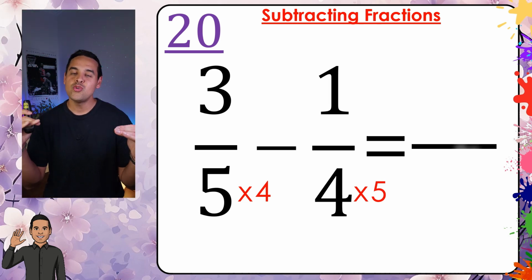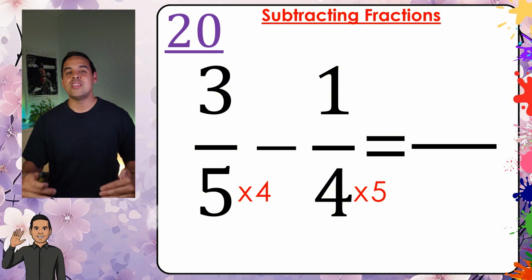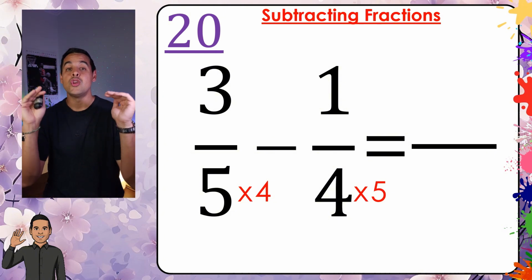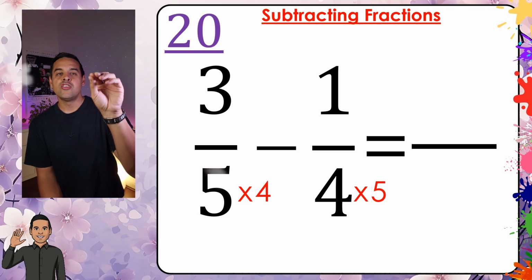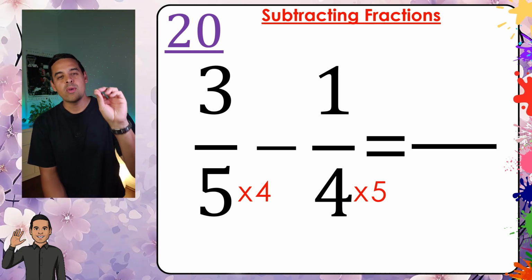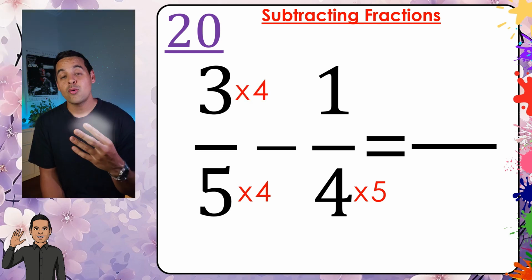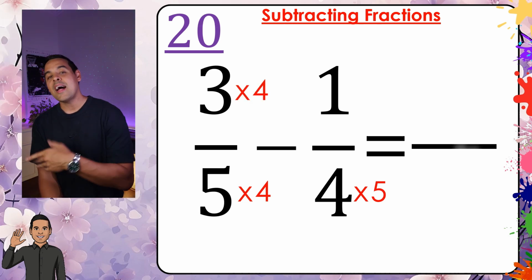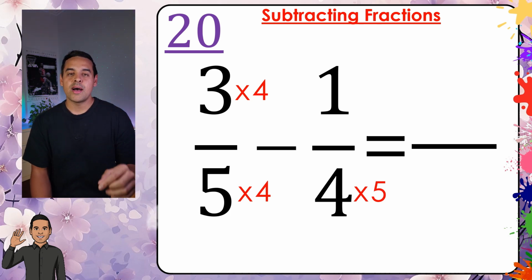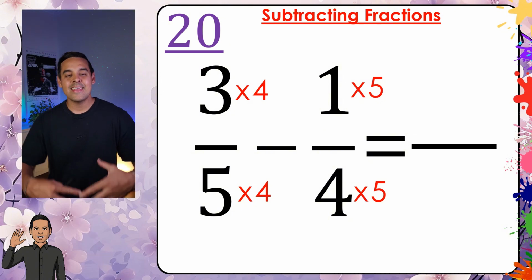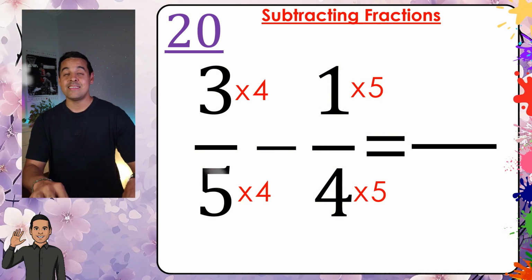Now remember, whatever you do to your denominators, you need to do the same thing to your individual fraction's numerator. So just like this. On the left hand side, we have timesed that denominator by 4. We need to times that numerator by 4, so 3 times 4. On the other side, we have multiplied the denominator by 5. We need to multiply that numerator by 5, so you can see they're different.